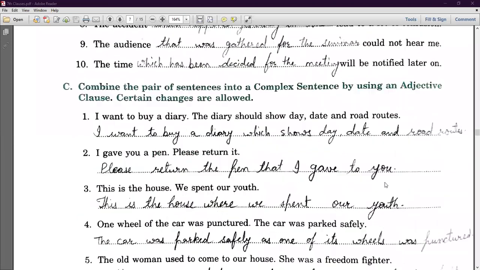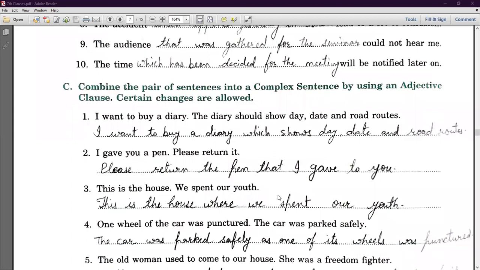The next exercise asks you to combine the pair of sentences into the complex sentence by using adjective clause. You can change the sentence. Certain changes are allowed. I want to buy a diary. The diary should show day, date, and road routes. I want to buy a diary which shows day, dates, and road routes. I gave you a pen. Please return it. Please return the pen that I gave you.